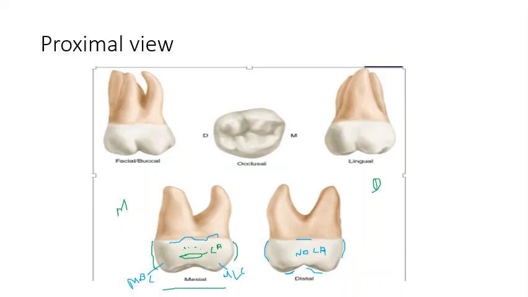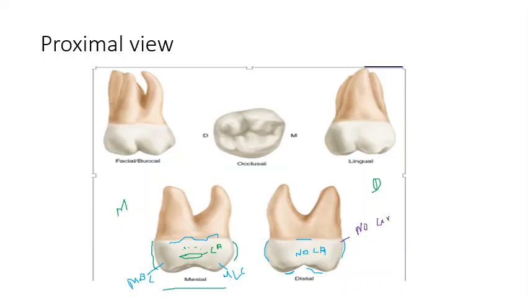Cervical flattening and the concavity is not present on the distal aspect of the maxillary second molar. No cervical flattening is present. No cervical flattening or concavity is present.